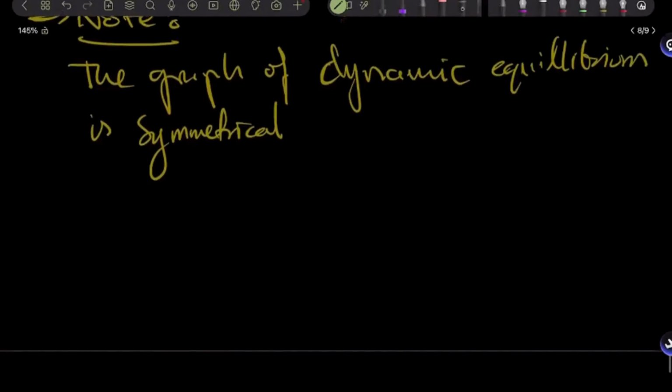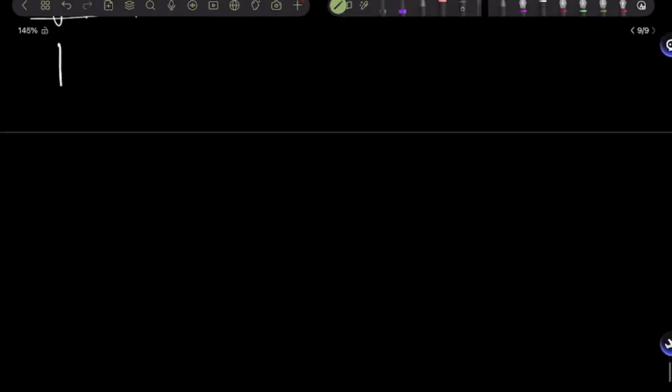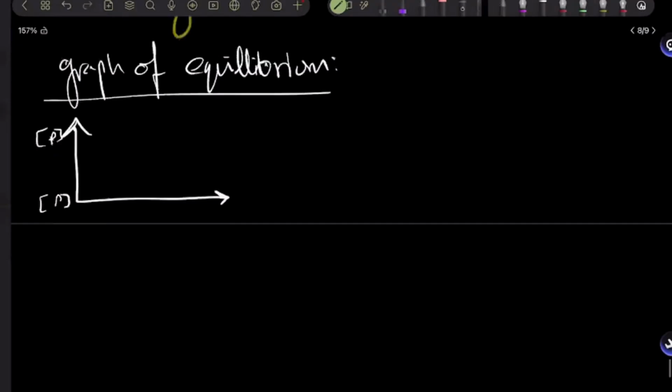But we can also make graphs for other equilibriums, not just dynamic equilibrium. Their graphs would look like this. For example, if more products are formed and fewer reactants are formed per unit time in the forward and backward reaction, the reactant line again is maximum initially, the product initially is minimum, right?